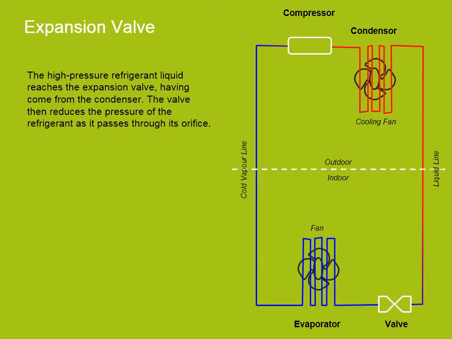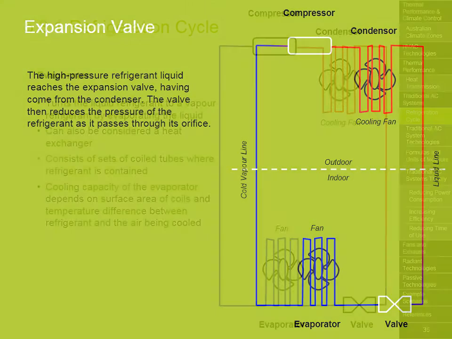The high-pressure refrigerant liquid reaches the expansion valve, having come from the condenser. The valve then reduces the pressure of the refrigerant as it passes through its orifice. Essentially, the liquid will flow from the high-pressure side to the low-pressure side.